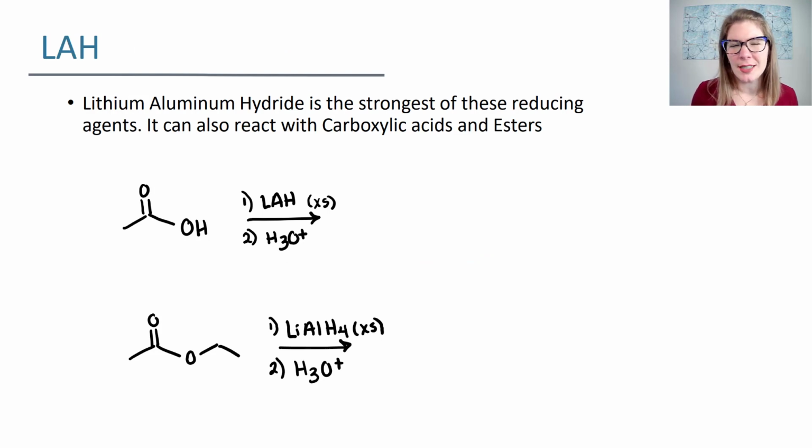Lithium aluminum hydride is special, though, because it is the strongest of these three reducing agents that we saw on the prior page. So strong that it can react with things that hydrogen and sodium borohydride, the NaBH4, cannot. So lithium aluminum hydride can react with carboxylic acids and also esters. So when lithium aluminum hydride reacts with a carboxylic acid, what you end up getting is this. And when it reacts with this ester, you're actually going to get the same product.